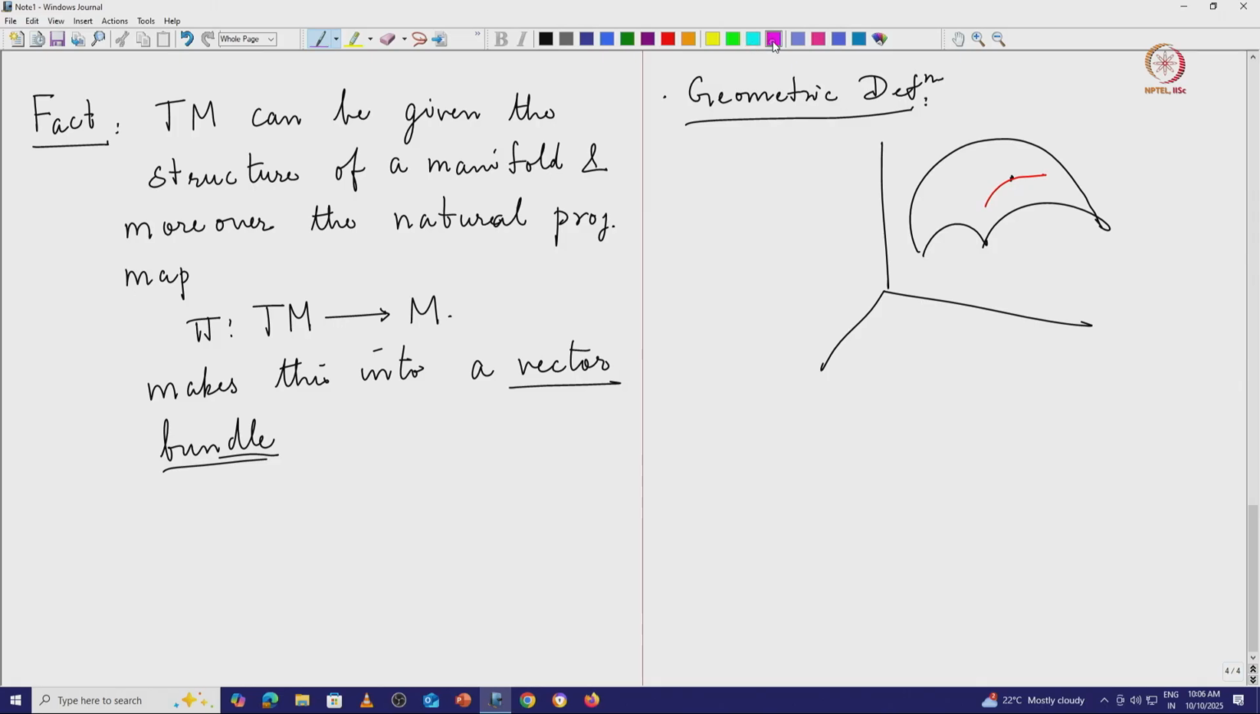you look at curves lying on the surface and then compute the velocity vectors of those curves, and then look at the subspace of, in this case, R3 spanned by all those velocity vectors, right? So that's a much more geometric way of thinking of tangent spaces. So that actually gives you an alternate definition of the tangent space.